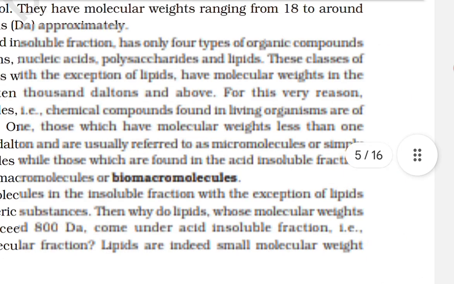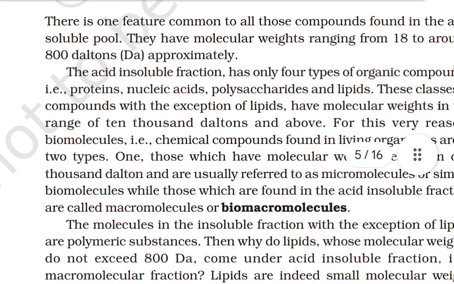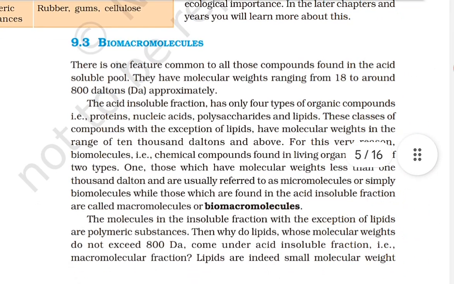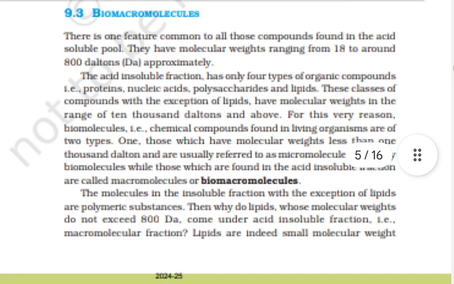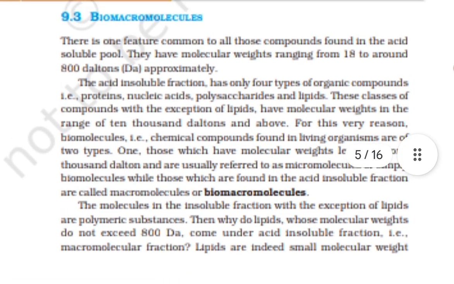एसिड इंसॉल्युबल में कौन से हैं 4 टाइप के ऑर्गेनिक कंपाउंड? प्रोटीन, न्यूक्लिक एसिड, पॉलीसैकेराइड एंड लिपिड. These classes of compound with the exception of lipids have molecular weight in the range of 10,000 daltons and above. For this very reason biomolecules, that is chemical compound found in living organisms, are of 2 types.